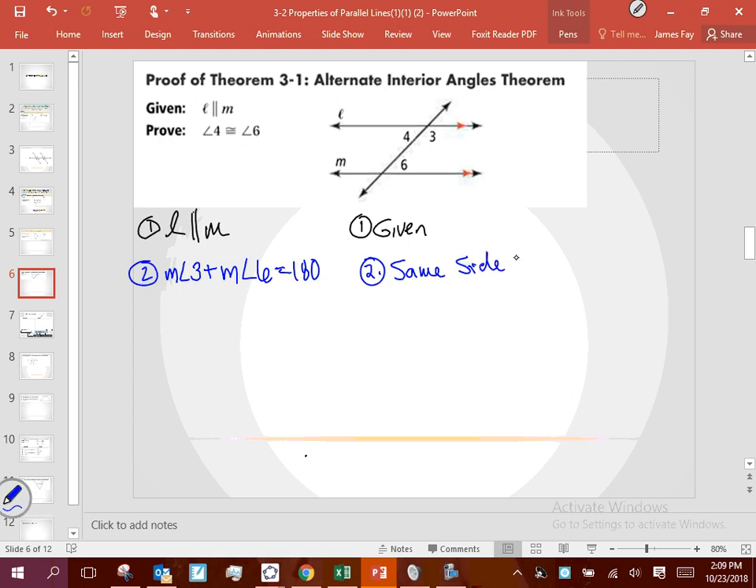Same side supplementary angles, the postulate. Okay. Now I'm going to write it that way. We're going to use that because that's what Math Excel, I think, for the most part, is going to use. Like I said earlier, though, some textbooks might not call it that.